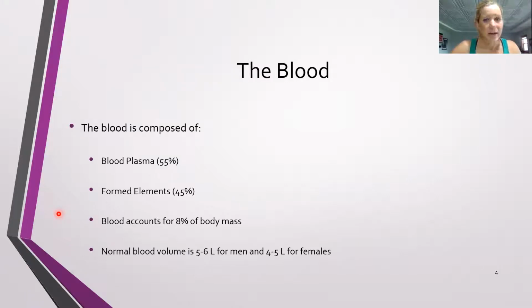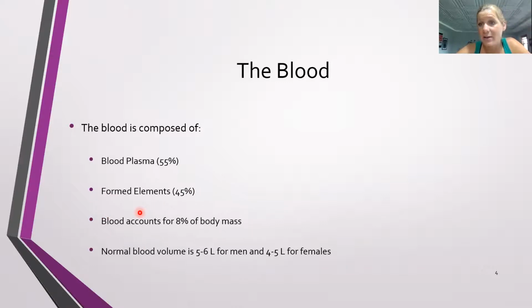Okay, so when we think about the blood, we're going to look at each of these components separately so that we can understand their anatomy and the different elements within. So the blood is composed of really 2 different things. We have blood plasma, which is basically the fluid portion, and then we have formed elements, which are the blood cells and platelets. Blood accounts for about 8% of our total body mass.